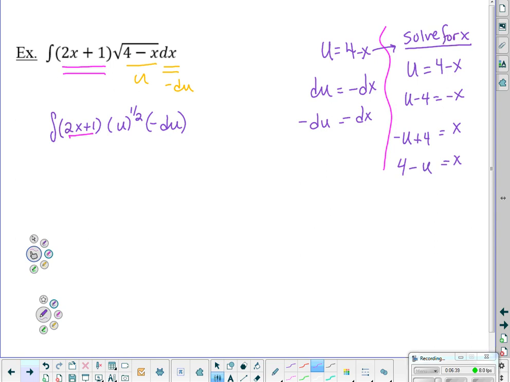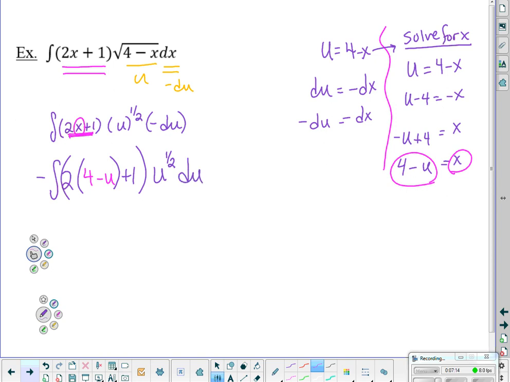So back over to our work here. Let's go with the purple here and replace what we can. Well, all I know about is x, correct? I know that x is equivalent to 4 minus u. So to replace x with 4 minus u, I still have a plus 1 on the outside there, and all of that is going to get multiplied by u to the 1/2. The negative, let's pop it outside, and then we get du. So you just got to be really careful about your work here.